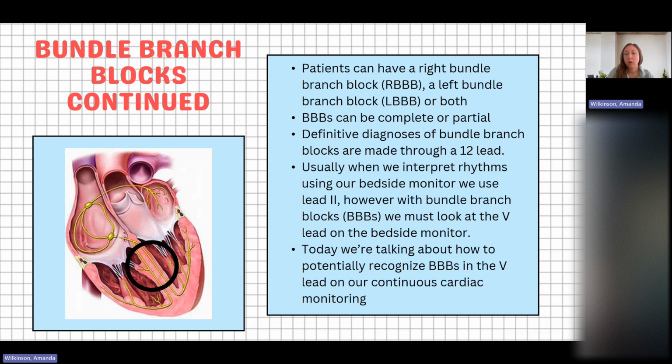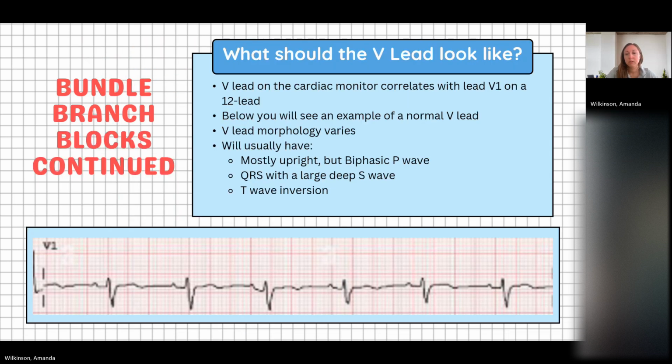But at the bedside, we're usually watching lead 2 on our monitors, which isn't great for spotting bundle branch blocks. So if you do suspect a bundle branch block, you want to look at the V lead on your bedside monitor, especially using V1 or V6, depending on how your system works, because this gives us the best view of ventricular depolarization. Today we're going to focus on how to recognize bundle branch block patterns in the V lead using continuous cardiac monitoring. So even without a full 12 lead, you'll know when something doesn't look right and when to escalate.